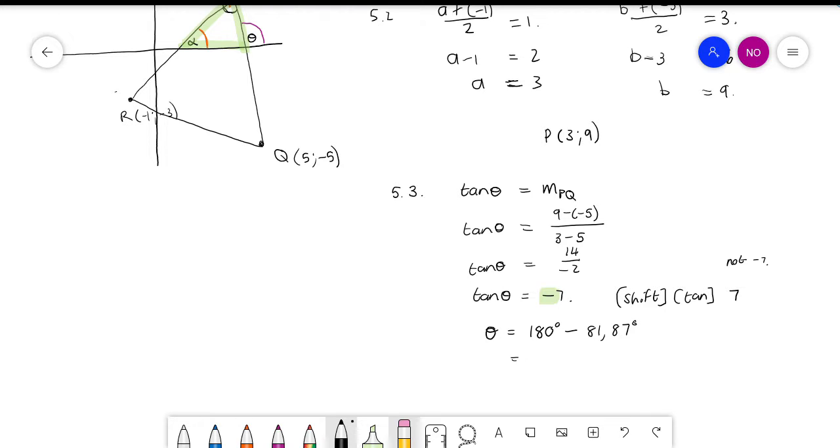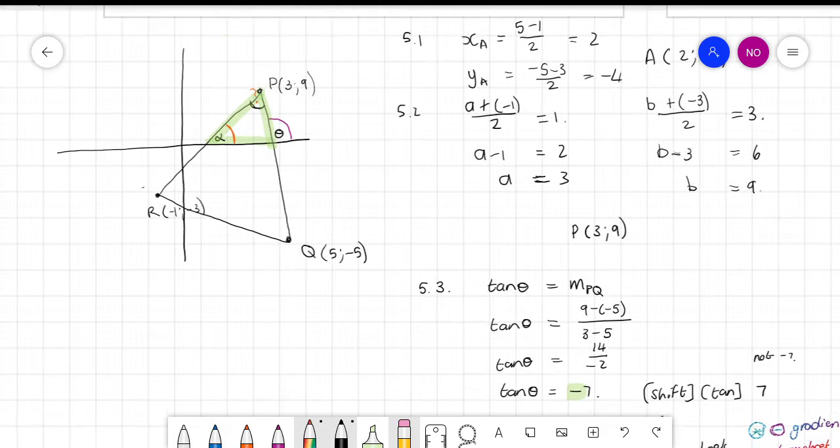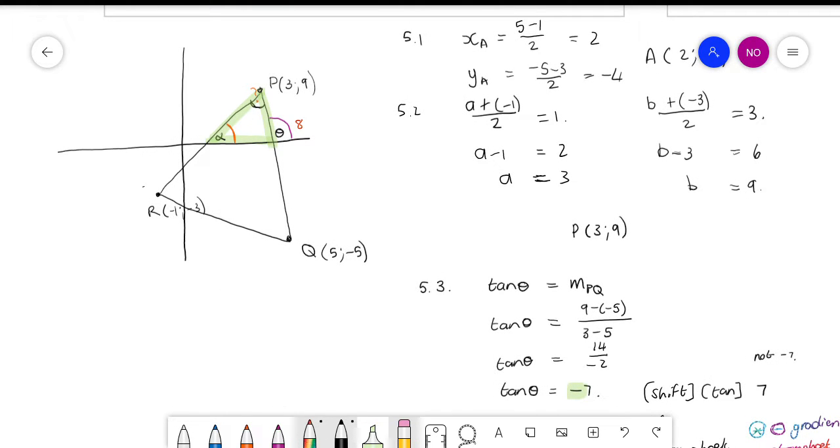So then my angle theta will be equal to this. And it is important that you see this is an obtuse angle, because always when we have a negative gradient, remember, it is going to be an obtuse angle. Okay, so now we know that this one is equal to 98,13 degrees.